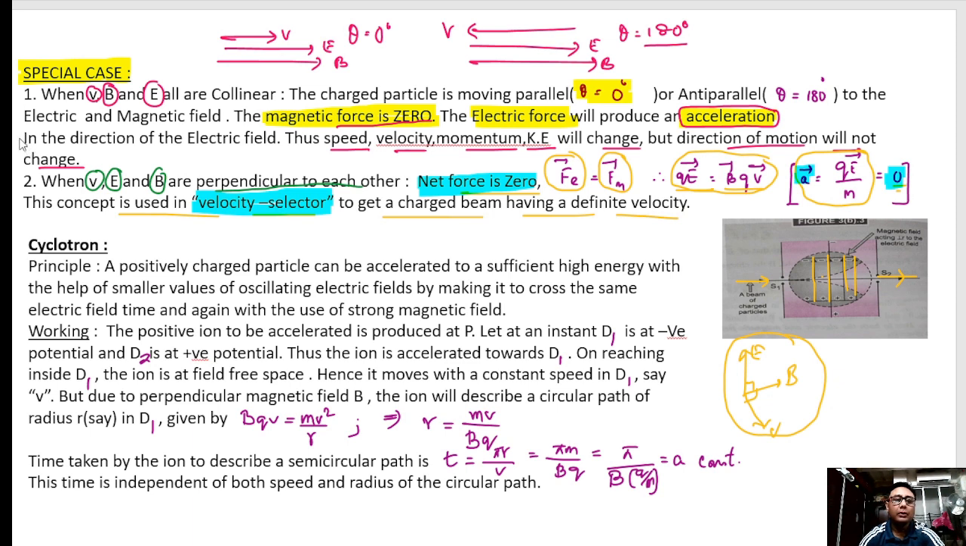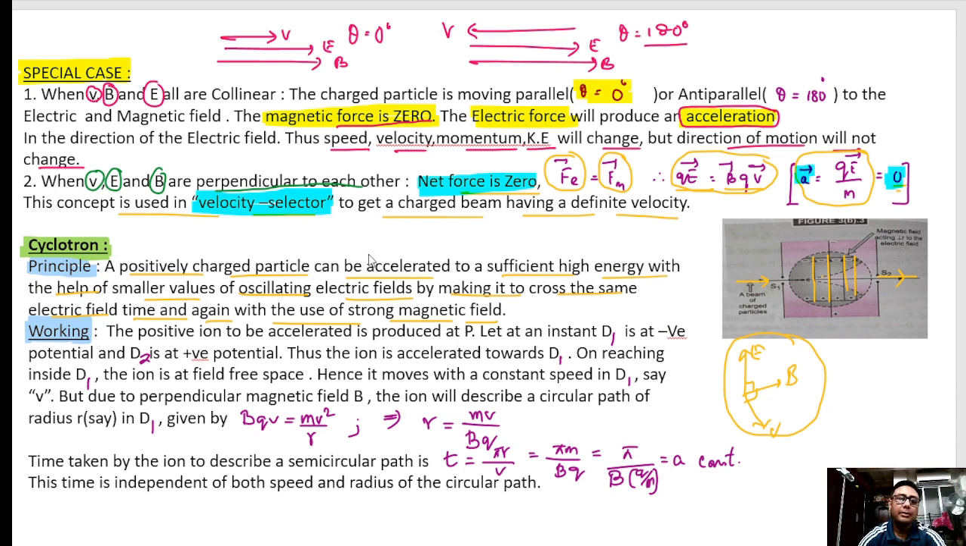Next, friends, we are going to learn another very important topic, that is cyclotron. Now what is a cyclotron? Let me first give you the principle of cyclotron, which is very, very important. The principle: a positively charged particle can be accelerated to a sufficiently high energy with the help of smaller values of oscillating electric fields by making it cross the same electric field time and again with the use of a strong magnetic field.